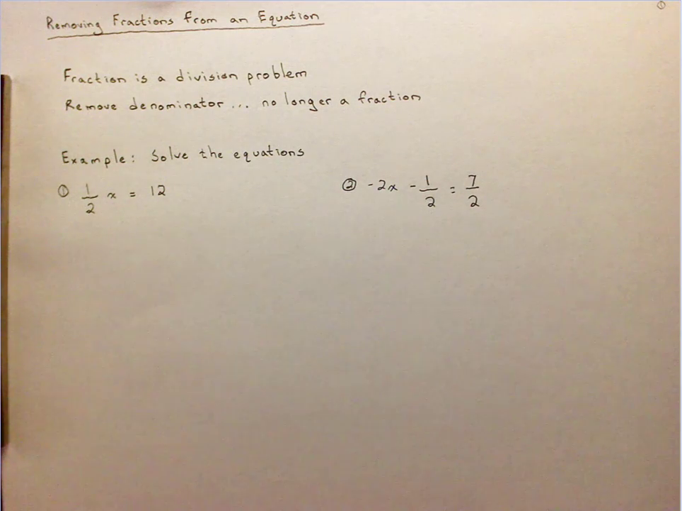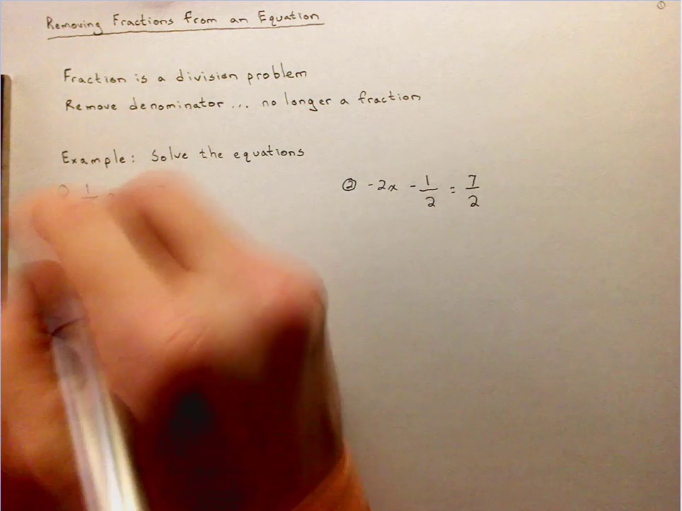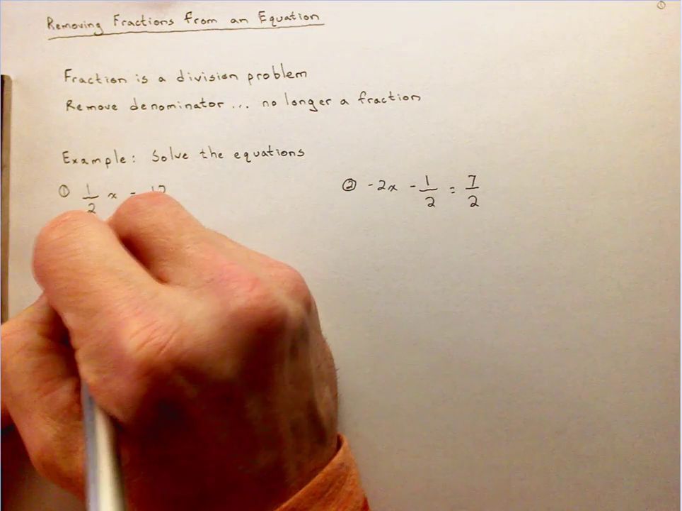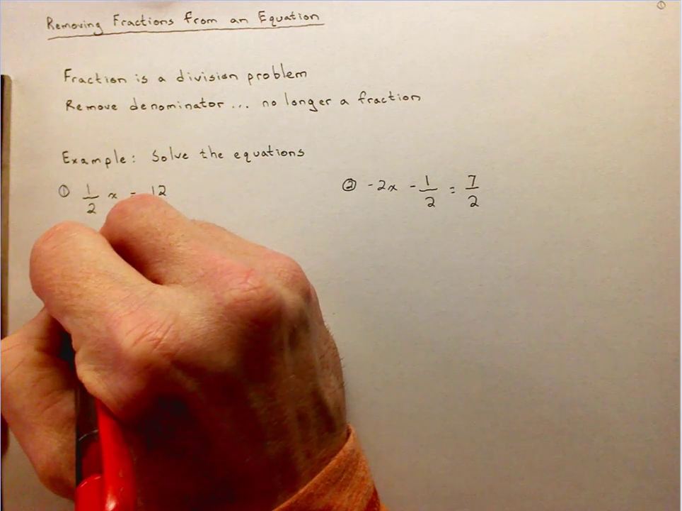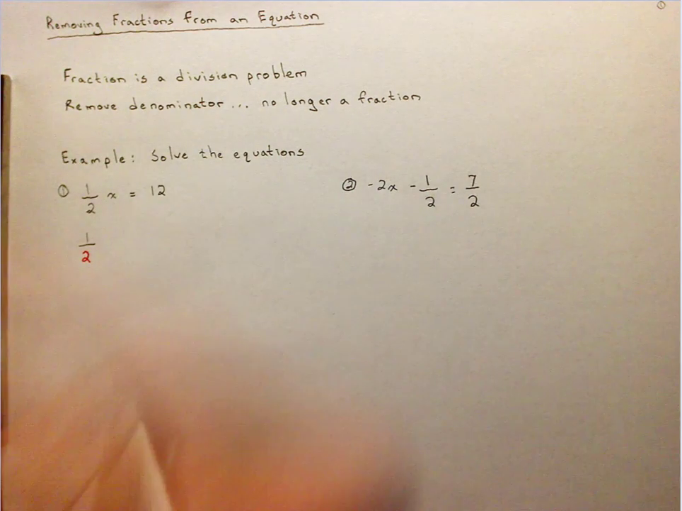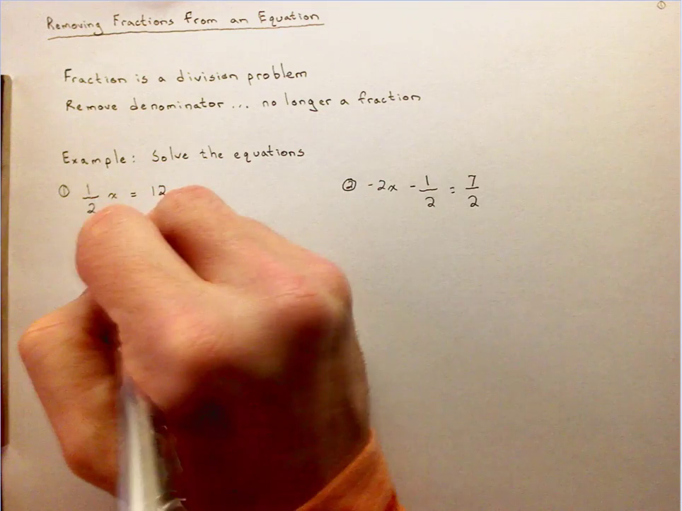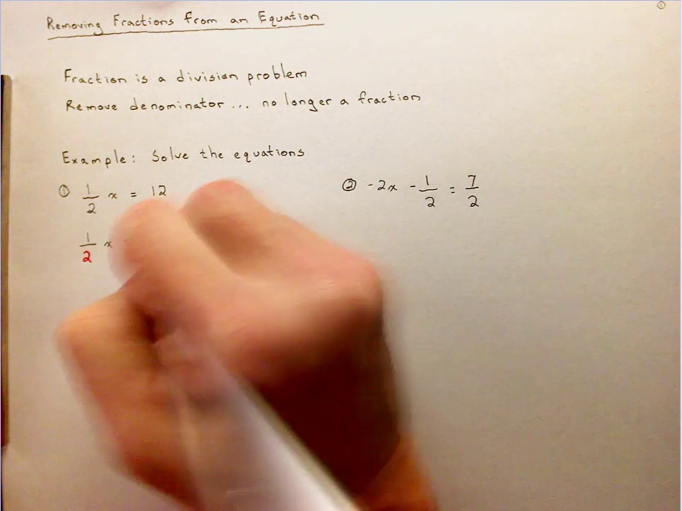So we have two examples here. In the examples, we simply solve the equation. We need to find out what is the value of x in these equations. And we'll look at the first one. What I'm going to do is rewrite this. And I'm going to say 1 over 2. So 1/2 x is equal to 12.